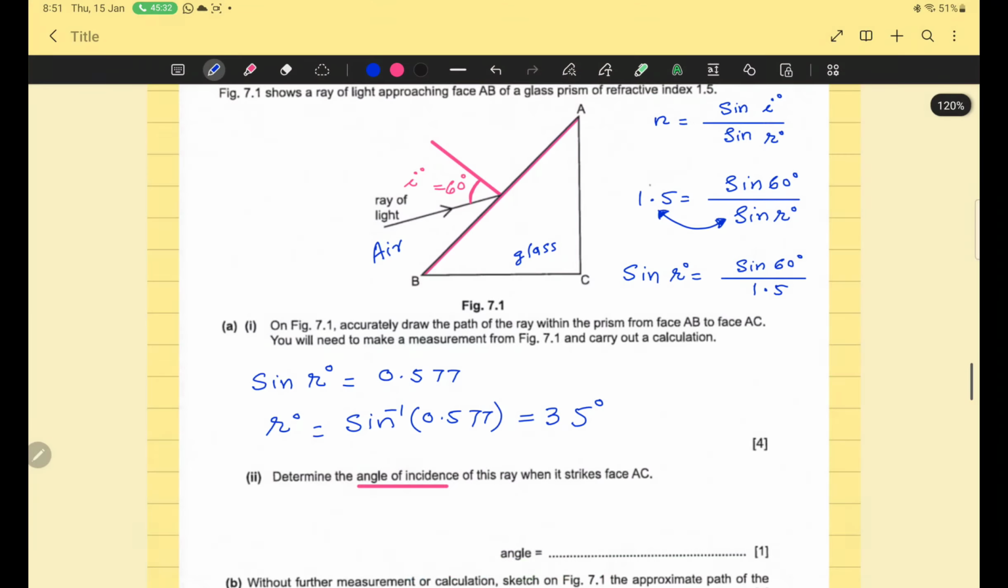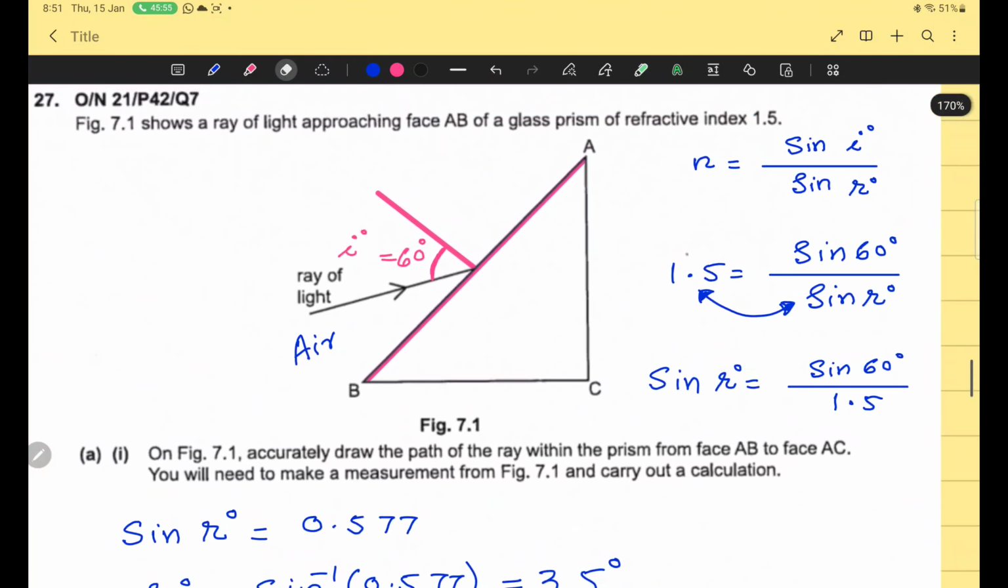In this question they ask to measure angle I by protractor and calculate angle R by formula. Angle I by measurement and angle R by formula. And when you have calculated angle R, that is 35 degree, then you have to draw this 35 degree angle inside the prism. So this is the original path, which is at 60 degree angle.